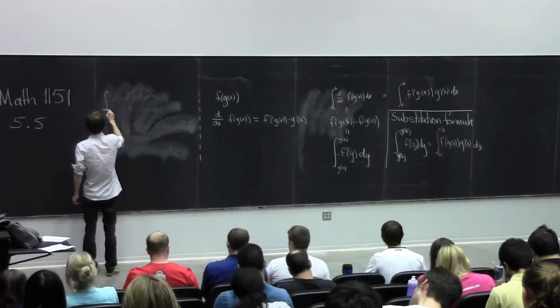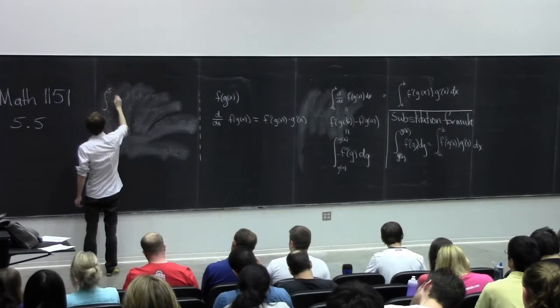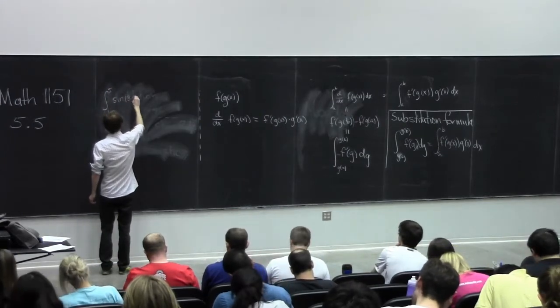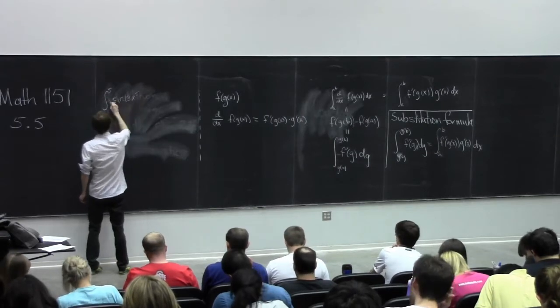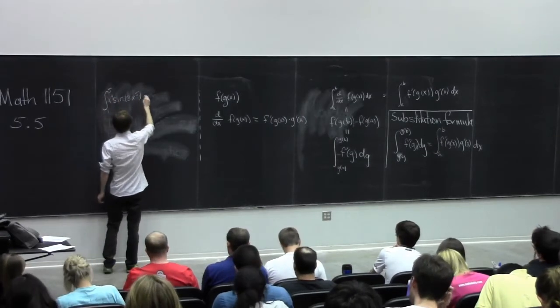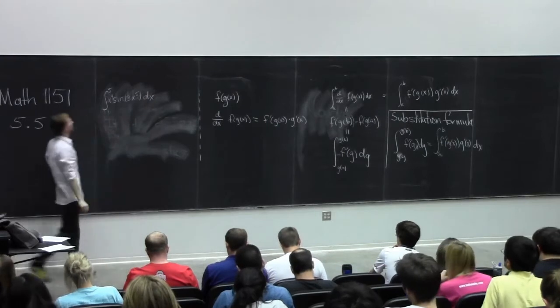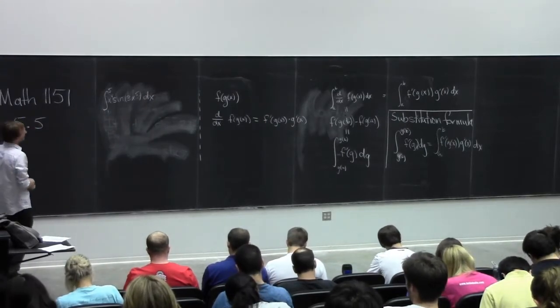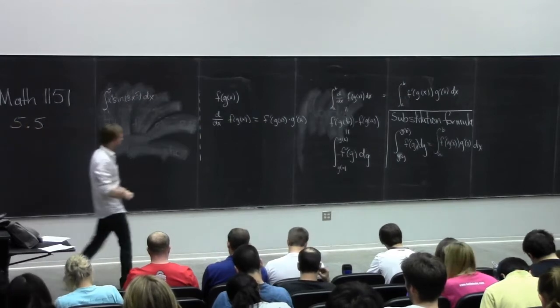Integral from 1 to 5 of sine of 3x to the 5th. Put an x to the 4th out here, dx. Right, that's what we're integrating. Integral from 1 to 5, x to the 4th, sine 3x to the 5th dx.